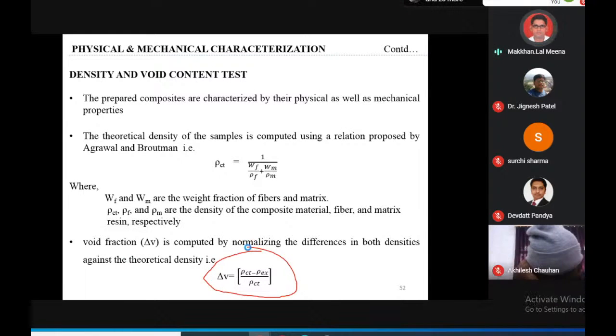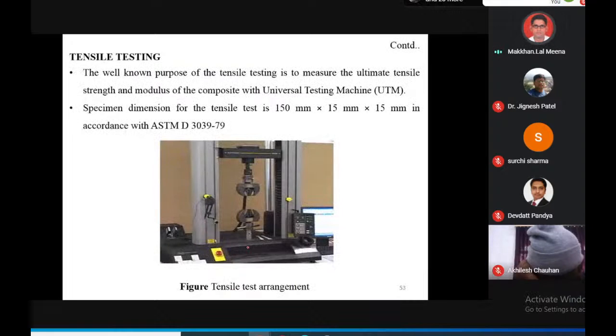And tensile testing, which is very generally used. The purpose of tensile testing is to measure the ultimate tensile strength and modulus of the composite with a UTM, universal testing machine. Specifically, to determine the tensile strength of the composite, a flat specimen is used, and the dimension of this specimen is 150, 15, 10. This is according to the standard test method for tensile properties of fiber reinforced polymer composites, that is ASTM D3039.